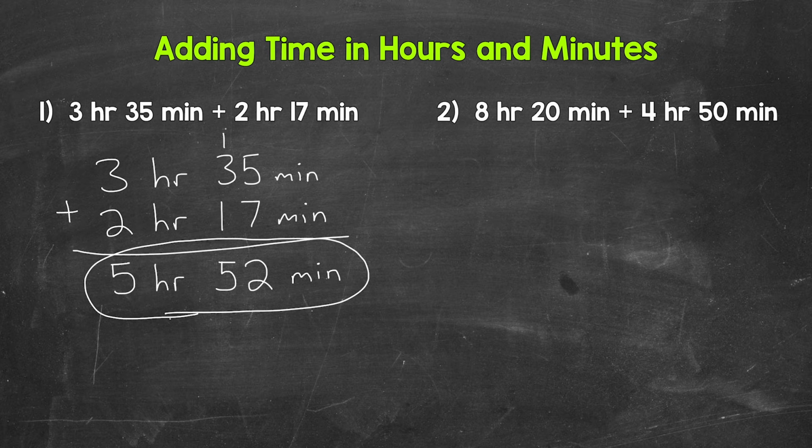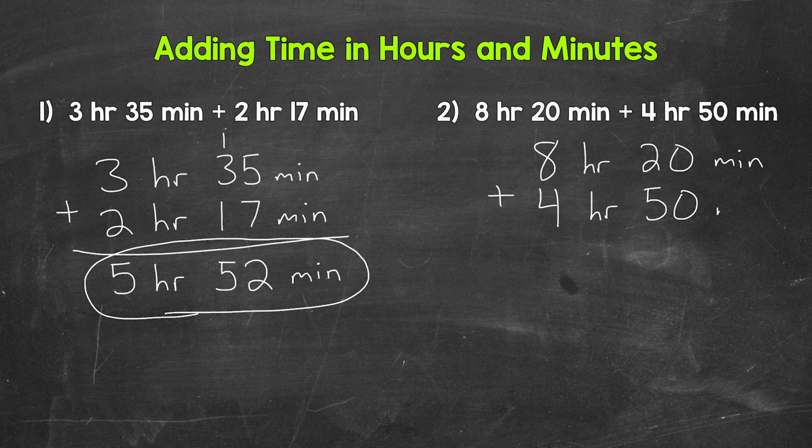Moving on to number 2, we have 8 hours and 20 minutes plus 4 hours and 50 minutes. Let's start by lining this up. So we have 8 hours and 20 minutes plus 4 hours and 50 minutes. We'll start by adding the minutes. So we have 20 minutes plus 50 minutes.